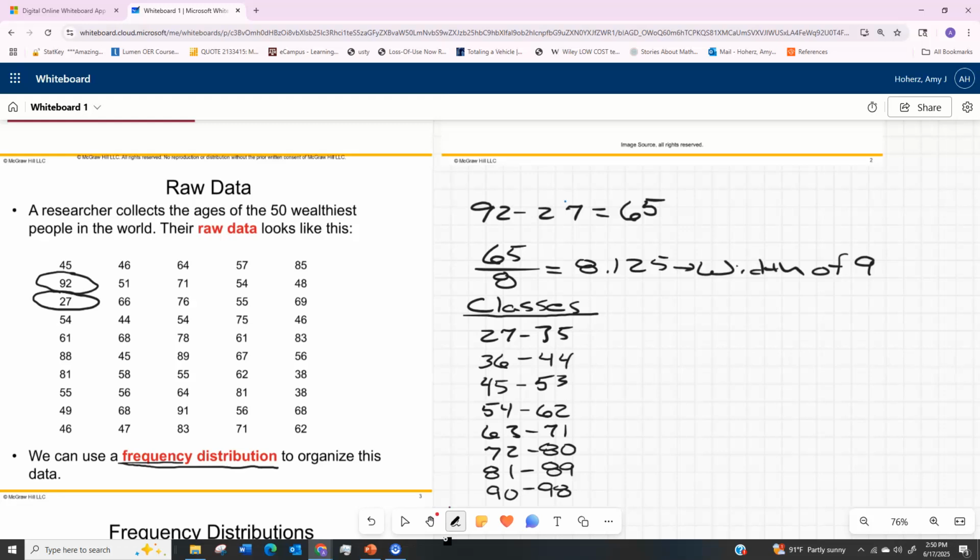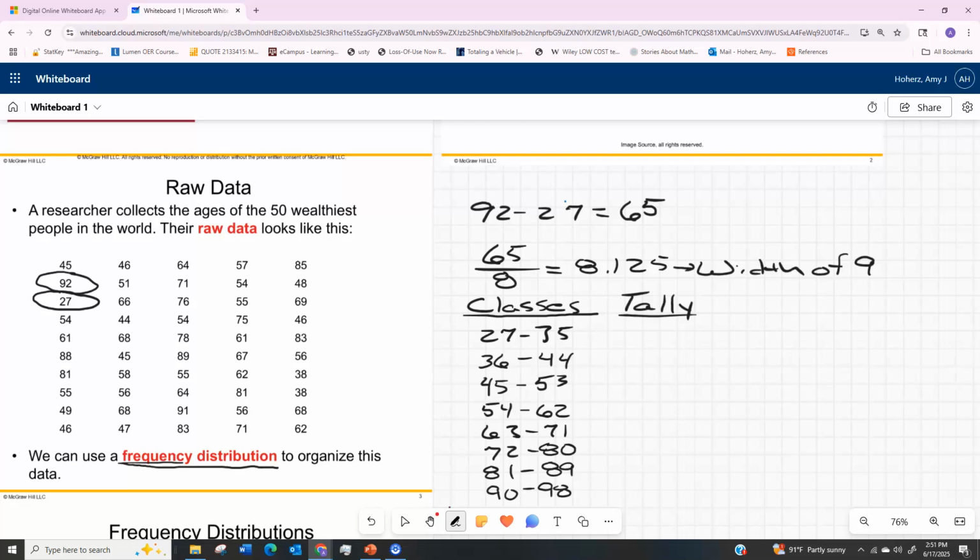Okay, so here's our classes, and then we're going to go through here, and I'm not going to do this whole thing because it would take quite a while with 50 data values, but I'm going to show you where they got these data values. So what you would do if you were doing this by hand is you would go through here and you'd start to mark down where each of these are. So you can either go down the columns or across the rows. I tend to like to go down the columns, but it doesn't really matter.